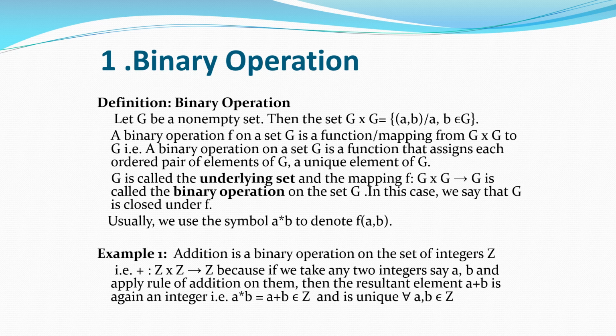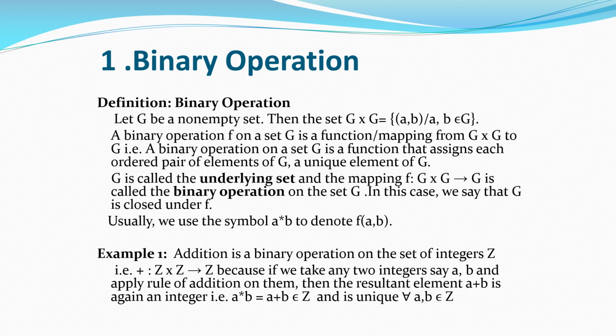Now, whenever f is a binary operation on set G, G is called the underlying set, and that mapping f is called a binary operation on the set G. In other words, we say that G is closed under f. Now, instead of using f, we use the symbol a star b to denote f applied on that (a, b). Now, to clear the concept of binary operation, we see some examples.